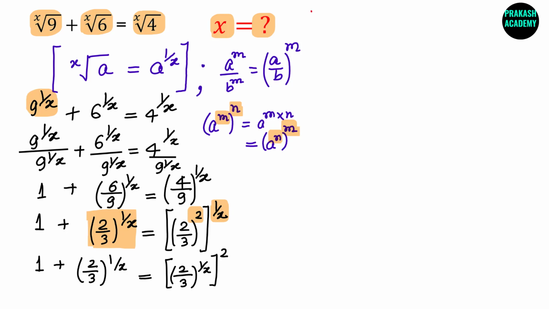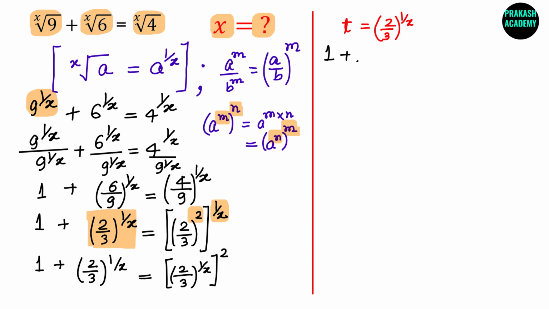Now let us proceed further. I can assume that 2 by 3 raised to the power 1 by x is equal to t. So now the expression can be written as 1 plus t equals t square. If you take everything to the right-hand side, this becomes t square minus t minus 1 equals 0.